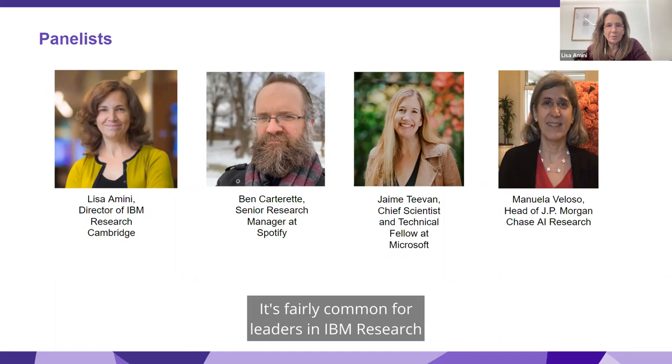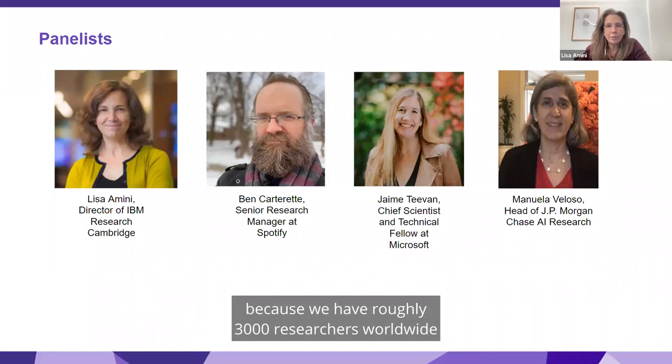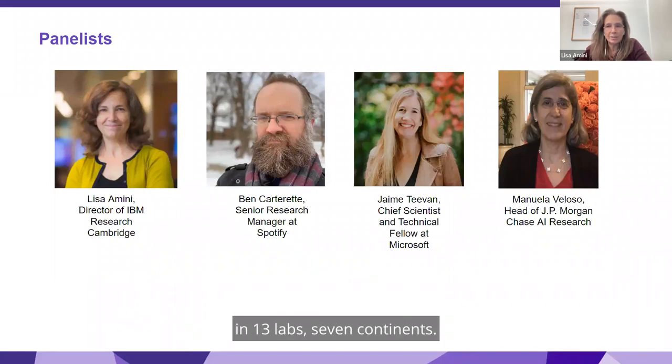In addition to leading the lab here, I also lead our global research strategy for scaling and automating AI. It's fairly common for leaders in IBM Research to have both a line management role as well as a research strategy that is matrixed across our labs, because we have roughly 3,000 researchers worldwide in 13 labs on 7 continents. So it's important for us to have a global strategy as well as our line management.